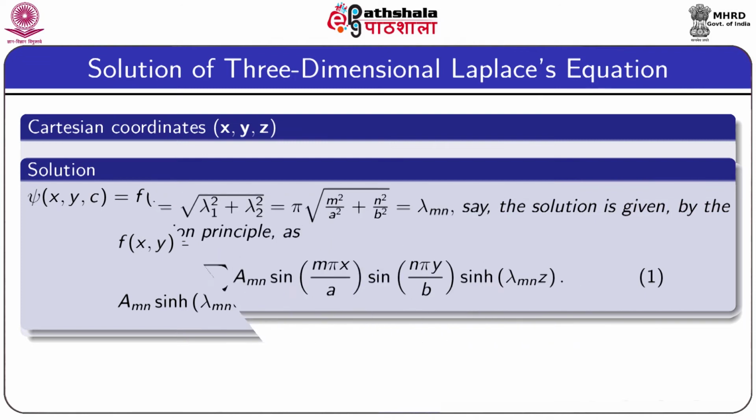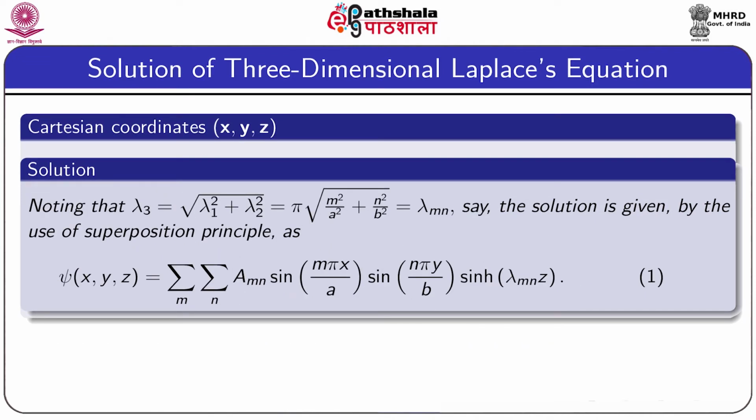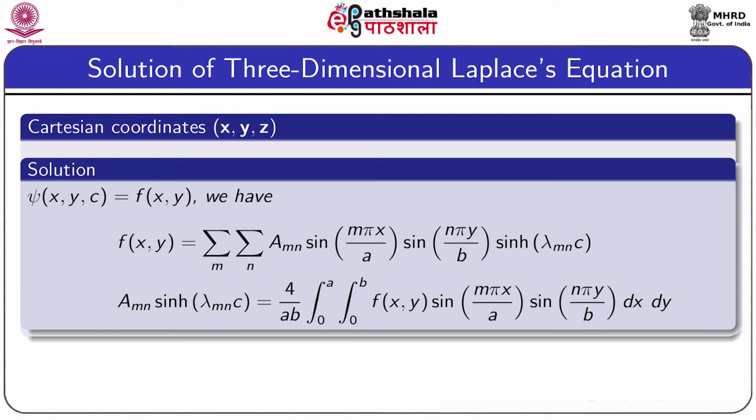Thus, the solution of our problem is psi equals the sum over m, sum over n, A_mn sin(mπx/a) sin(nπy/b) sinh(λ_mn z), where these sums are for m equals 1 to infinity, n from 1 to infinity, and this λ_mn is given here as π times the square root of m²/a² plus n²/b², and A_mn can be determined from the relation which is given here. Thus, this is our required solution in the Cartesian coordinate system.